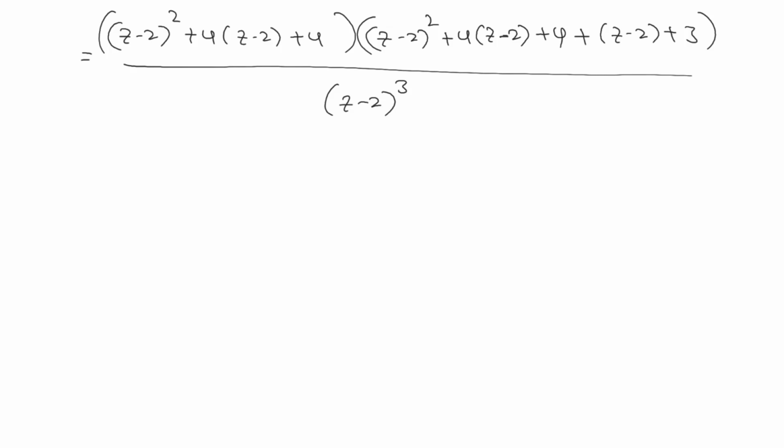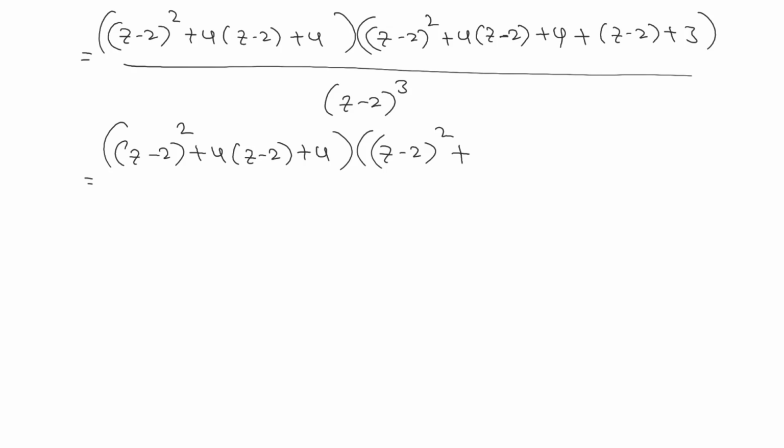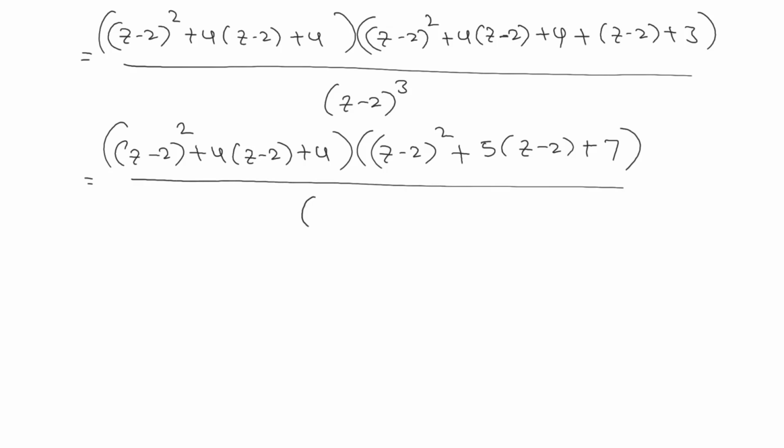So by just applying the simple arithmetical calculations, we can simplify this expression as (z minus 2) whole square plus 4 times (z minus 2) plus 4, into (z minus 2) whole square plus 5 times (z minus 2) plus 7, divided by (z minus 2) whole cube. So from this we can easily get the coefficient of the term 1 divided by (z minus 2).